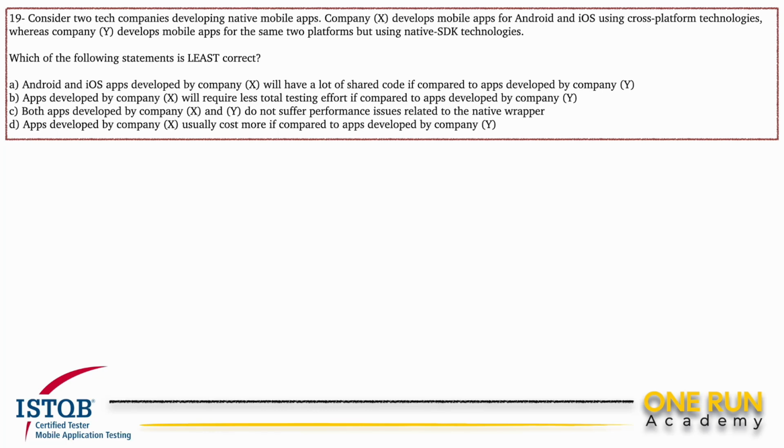Very well. Before we discuss the available options, let's make sure that everyone is clear on the scenario. We're comparing two tech companies, Company X and Company Y, that develop native mobile apps but use different technologies. Company X uses cross-platform technologies to develop apps for both Android and iOS. This means they write much of the app's code once, and it runs on both platforms. And then we have Company Y, which uses native SDK technologies, meaning they write separate code for Android and iOS apps using the respective native development tools and languages.